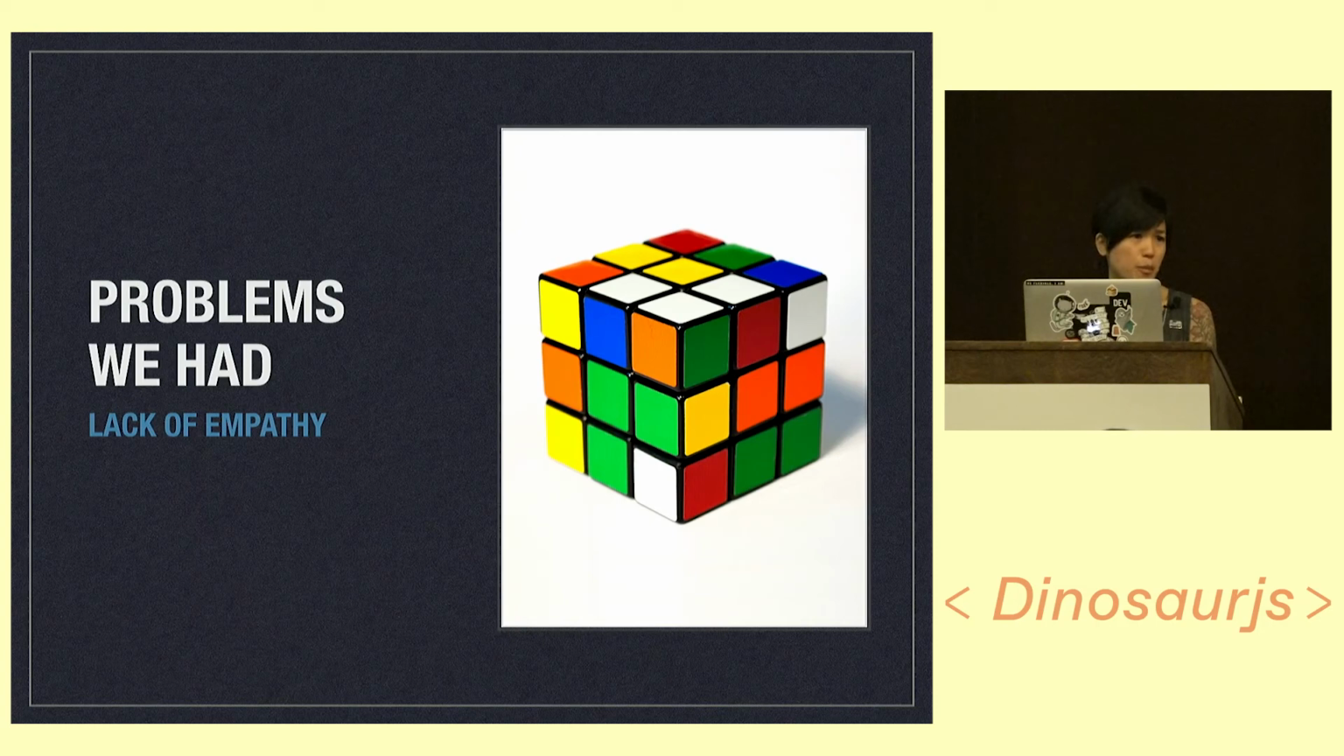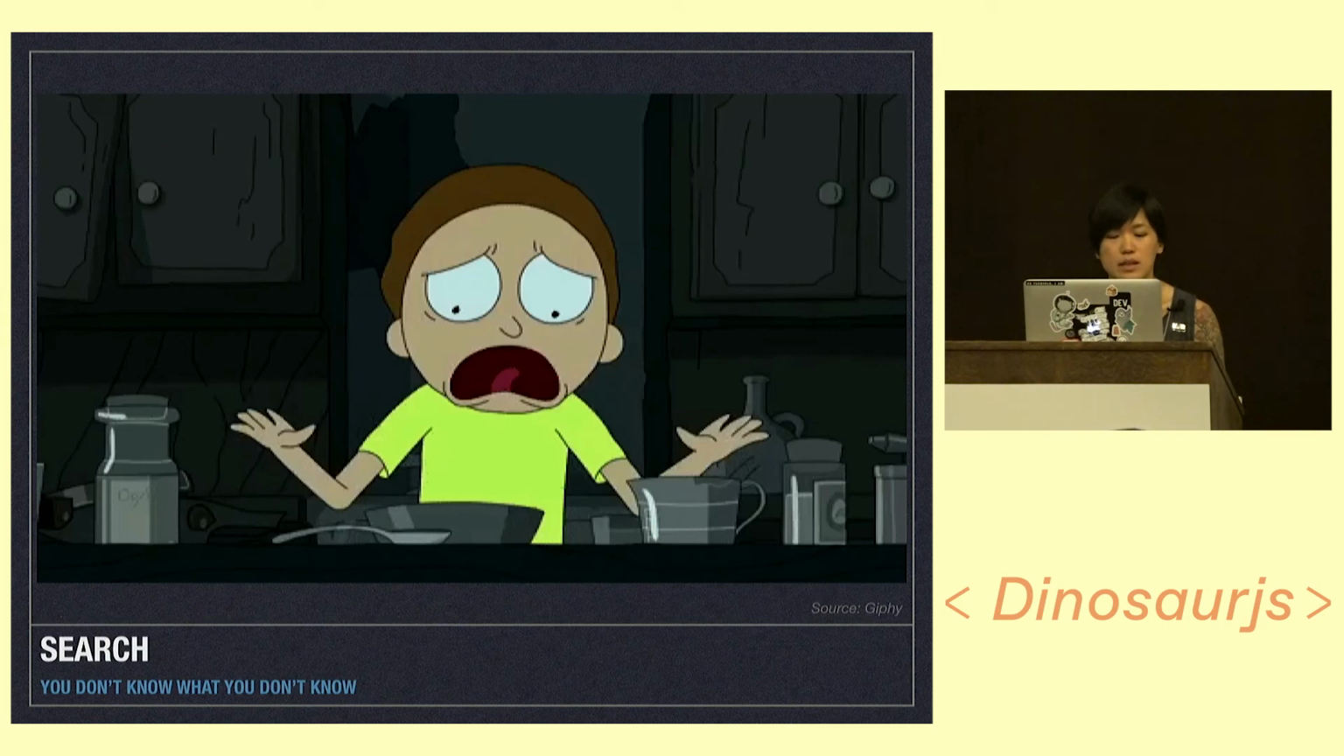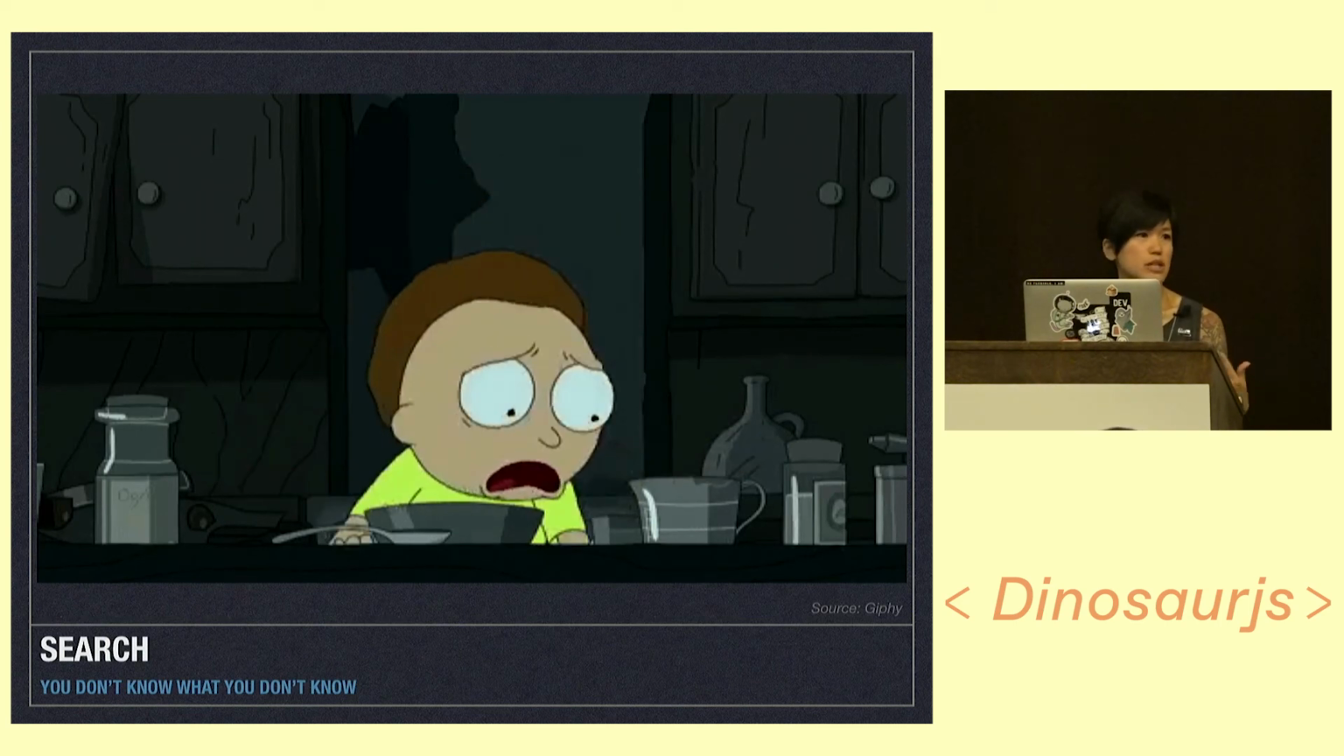But then we also had some problems, which typically were caused by a lack of empathy. The first thing you do when you come to a design system typically is you're going to probably search for a component. Unfortunately, you don't know what you don't know, because when you come to this design system, you need to know what things are named before you can even search for them.